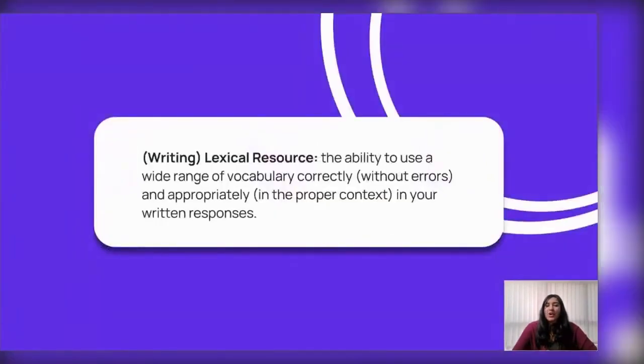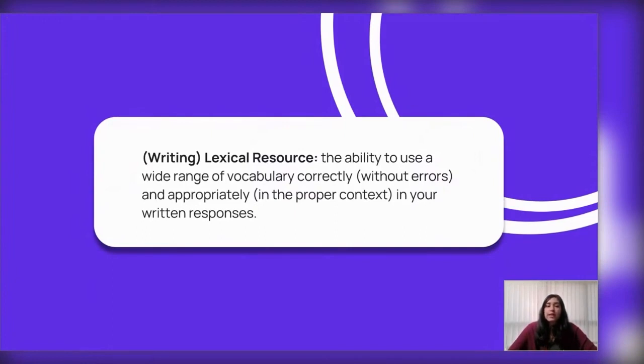Okay? All right. So in terms of what lexical resource is, specifically in the writing section, we have a definition on screen which we can just look at and I'll read aloud. The ability to use a wide range of vocabulary correctly without errors, that means, and appropriately in proper context in your written responses. Okay, so in the brackets, it's very important to understand that you have to use the vocabulary correctly and in the proper context.